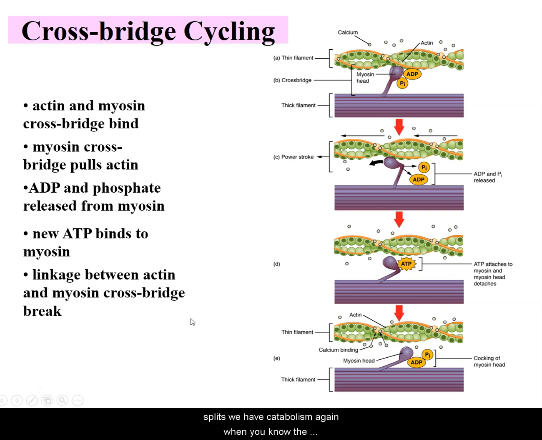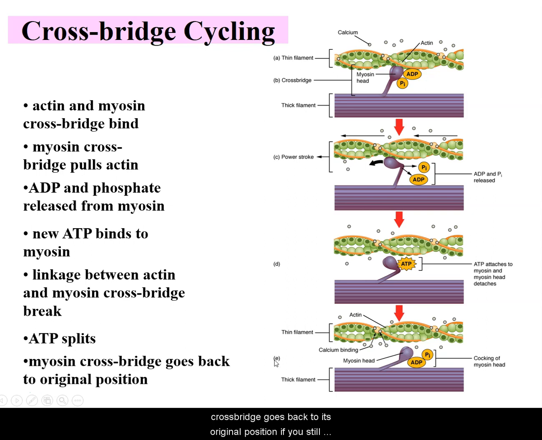The linkage between the actin and myosin bridge breaks, and then the ATP splits. We have catabolism again. When the more complex ATP becomes broken down, it releases energy in catabolism, so that catabolic energy is stored in that myosin head. Myosin cross bridge goes back to its original position.